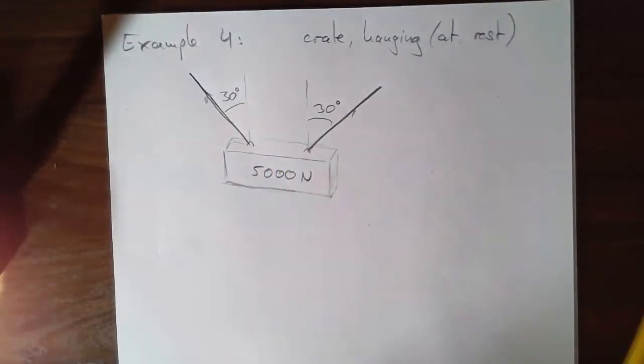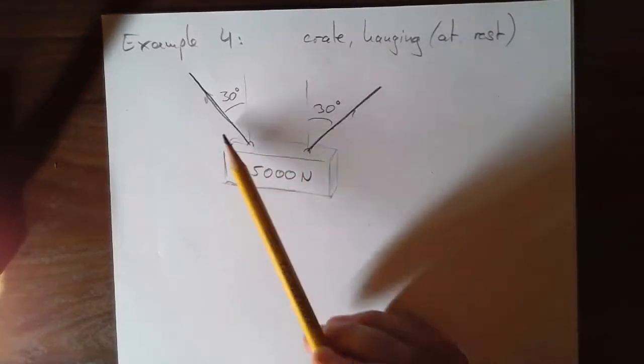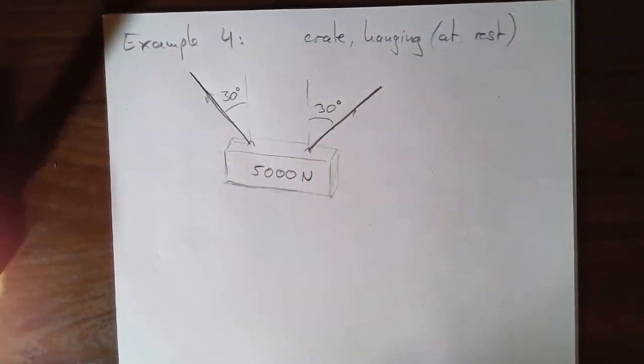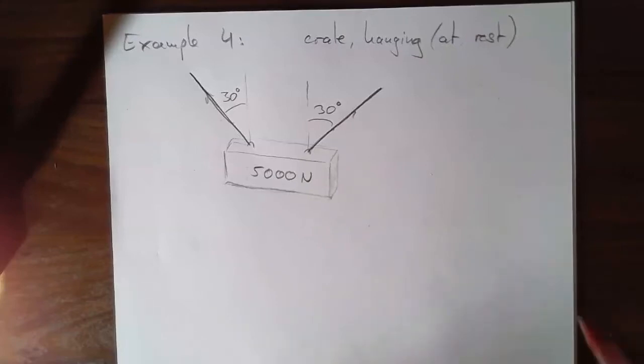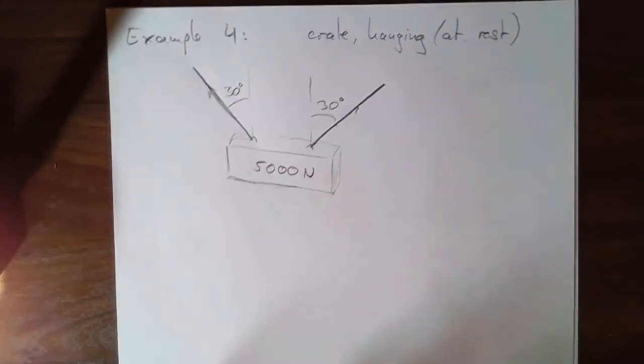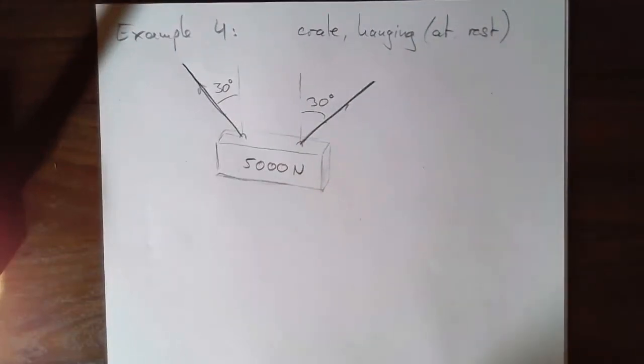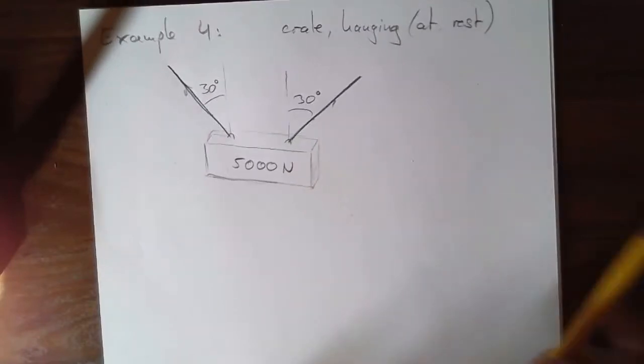And you'd be totally correct and totally justified to say the tension, whatever the tension is in the two cables, is going to be the same, because the situation is symmetric. It looks the same on the left as on the right. We are actually going to prove that, though, directly.